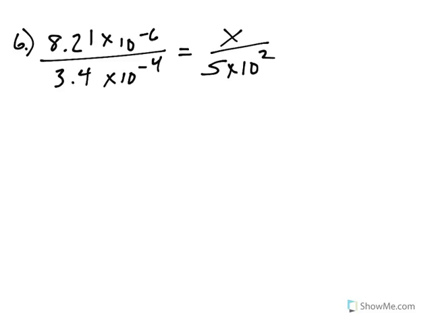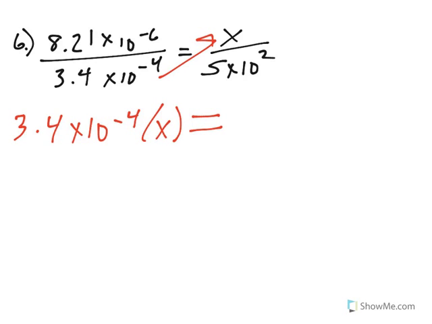All right, and number 6, the last one like this, at least on the front side of this page. We have scientific notation again, because it's fun, so why not? Multiply across. I get 3.4 times 10 to the negative 4th times x equals, so now when I go this way, I take 5 times 8.21, and that gives me 41.05 times 10 to the, and we add 2 plus negative 6 is negative 4.